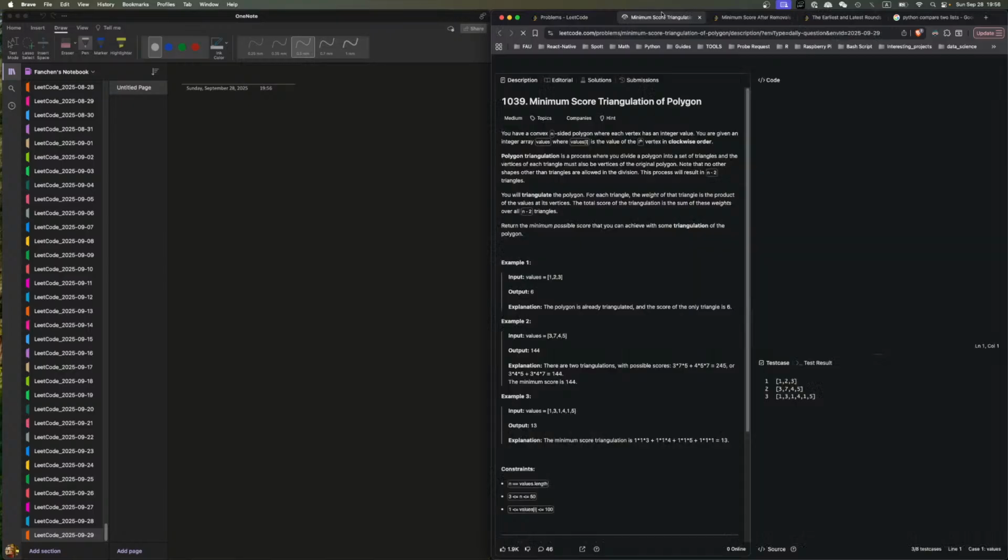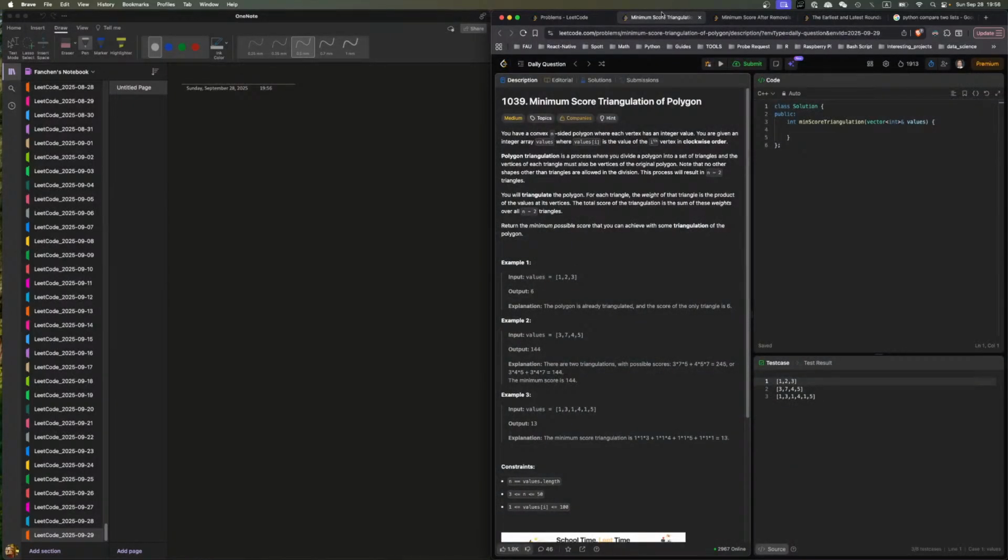Minimum score triangulation of polygon. You have a convex polygon where each vertex has an integer value. You're given an integer array values where values[i] is the value of the ith vertex in clockwise order. Polygon triangulation is a process where you divide a polygon into a set of triangles, and the vertices of each triangle must also be vertices of the original polygon. Note that no other shapes other than triangles are allowed in the division. This process will result in n-2 triangles.